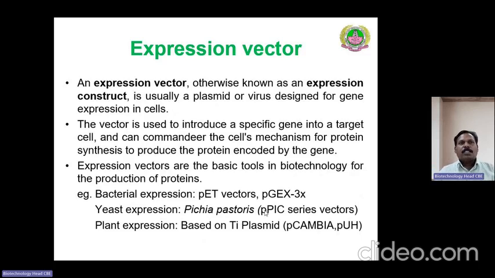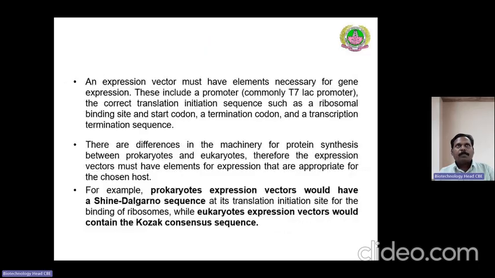Some of the yeast expression systems include the plasmid pPIC series vectors, that is using Pichia pastoris as an expression host system. And based on the Ti plasmid, we have plant expression vectors that include the pCAMBIA as well as pUH. So there are a series of pCAMBIA vectors available that are used for transforming monocots as well as dicot plants. pCAMBIA 1300, 1301 series or 2300, 2301 series are routinely used in plant genetic engineering to create transgenic plants by transforming the genes of interest coding for a particular trait.